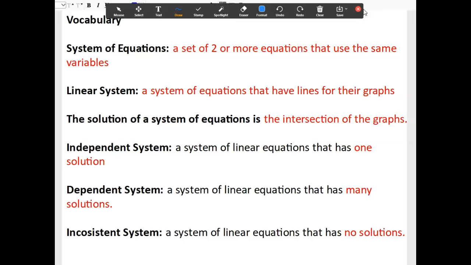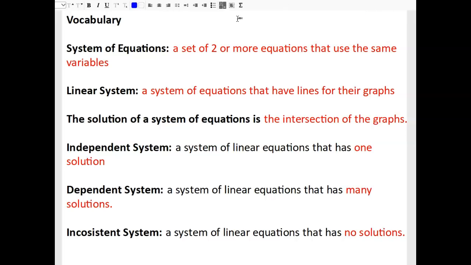Okay, so we are going to look at some new vocabulary today. We have a couple different vocab words. We have a system of equations. A system of equations is a set of 2 or more equations that use the same variables.